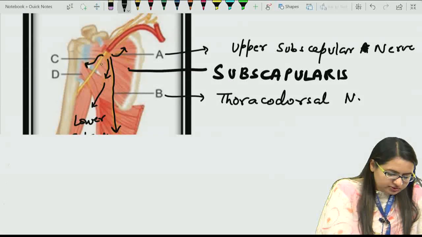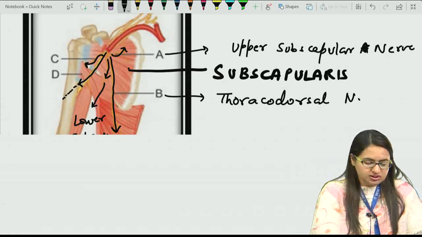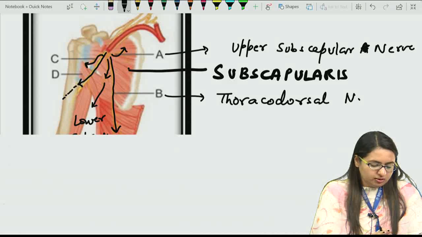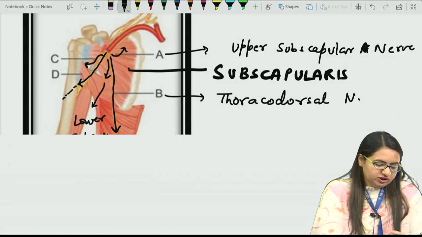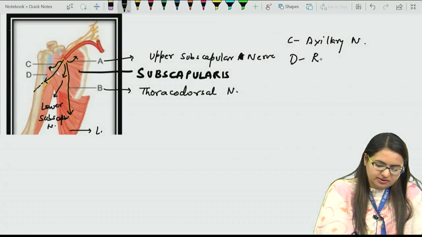The D nerve, which is going like this, is going behind, towards the posterior aspect of the shaft of the humerus. This nerve is passing through the lower triangular intermuscular space. This nerve D is the radial nerve.